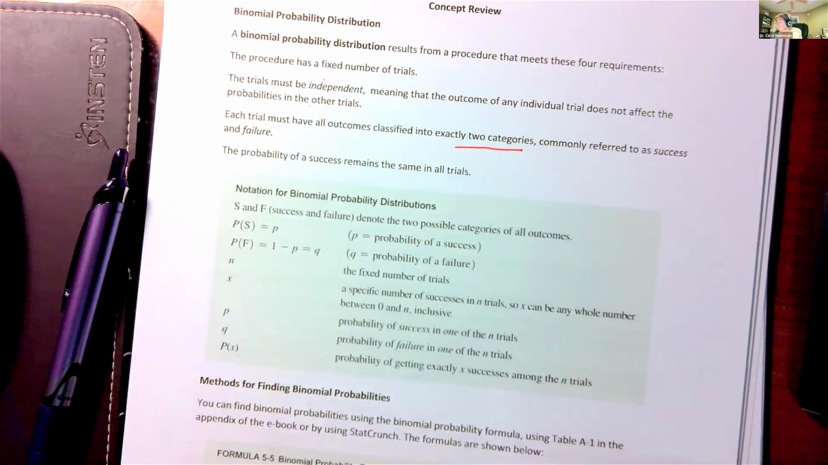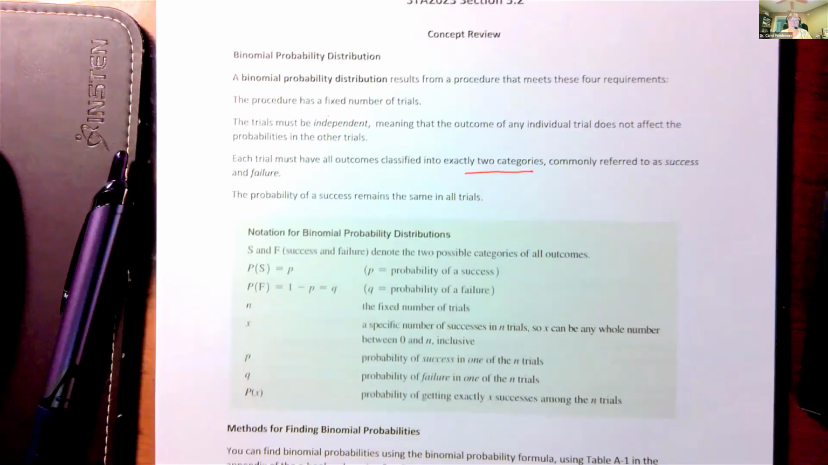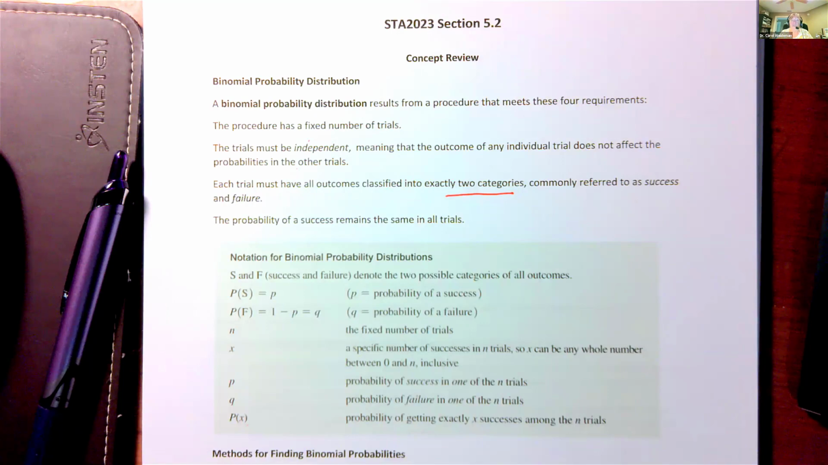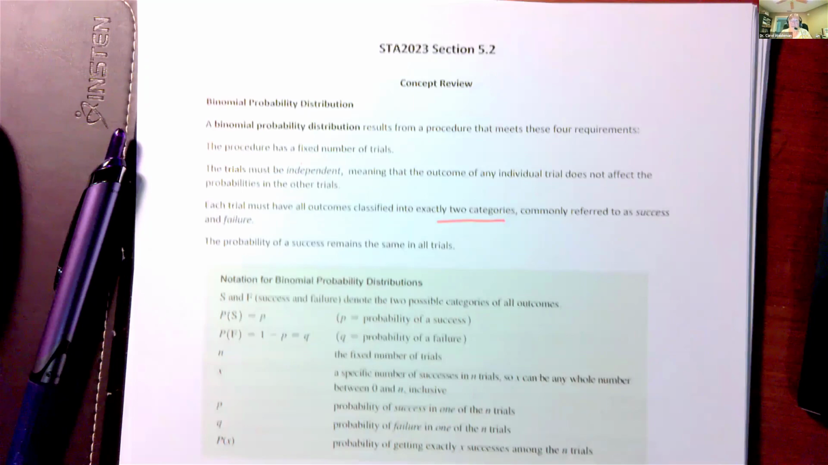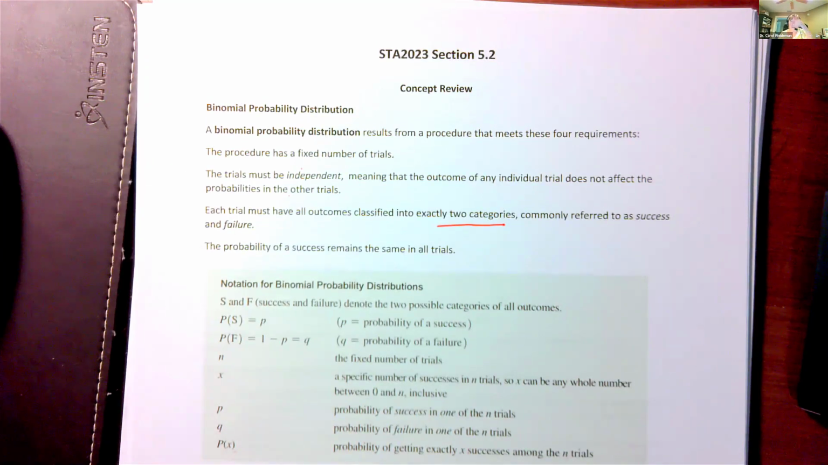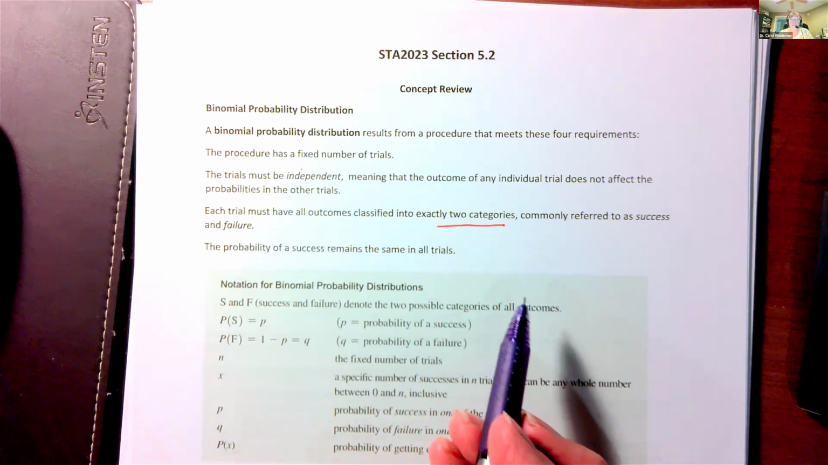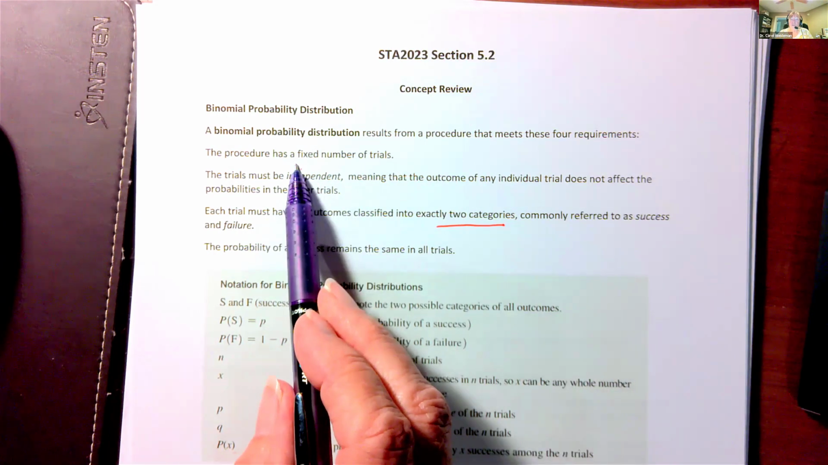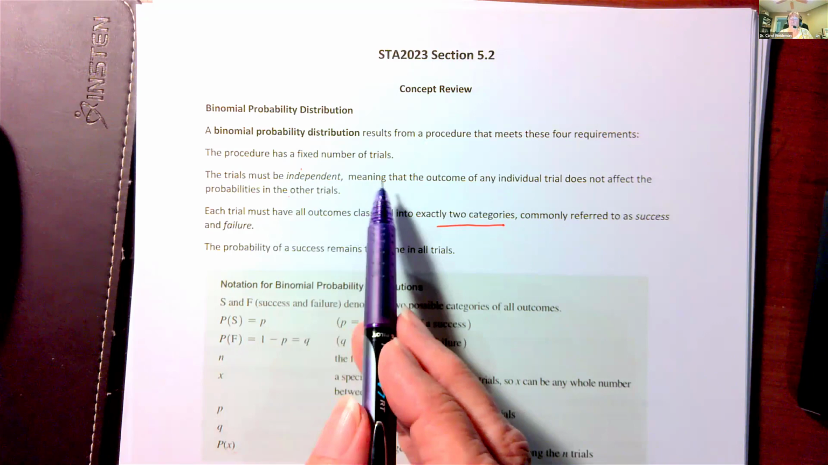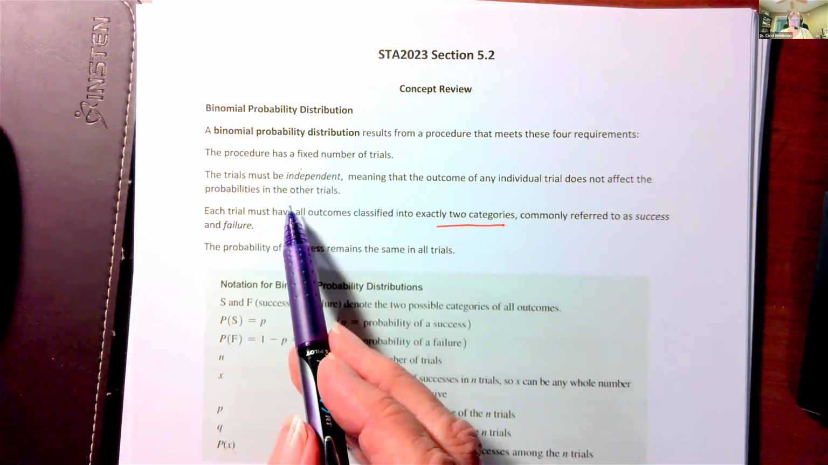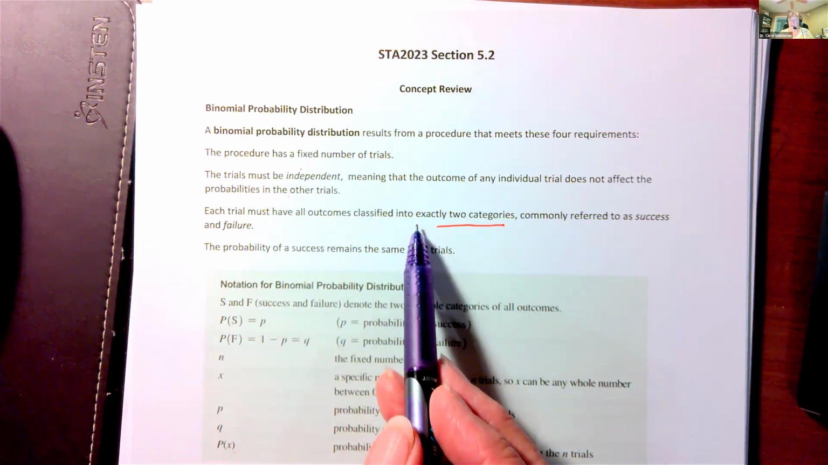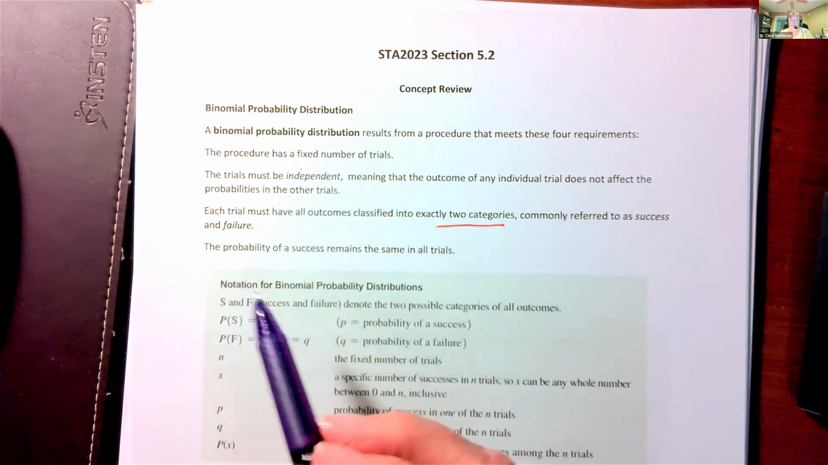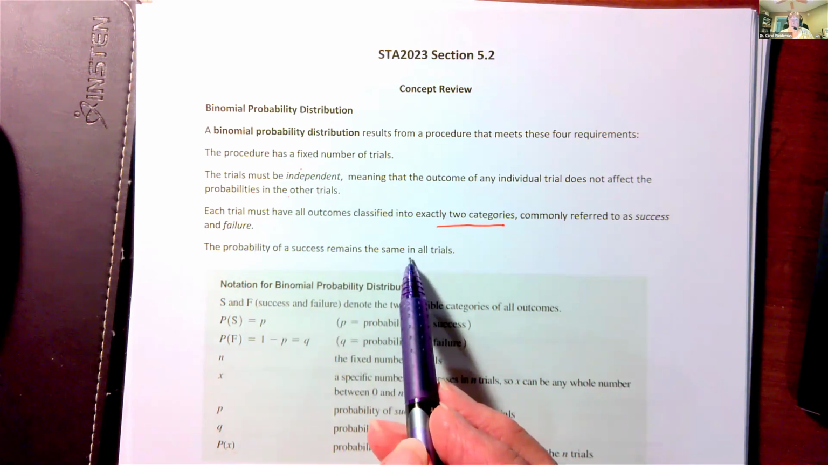Now we're going to talk about one special kind of discrete probability distribution, which is the binomial. And this is a pretty important one in statistics because a lot of things can be modeled by a binomial distribution. It has 4 requirements. Fixed number of trials. The trials have to be independent, meaning the outcome of any one trial doesn't affect the probabilities in the other trial. Each trial must have all outcomes classified into exactly 2 categories that we call success and failure. And the probability of success remains the same in all the trials.